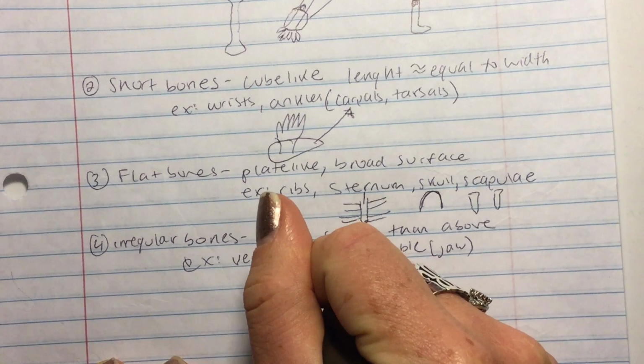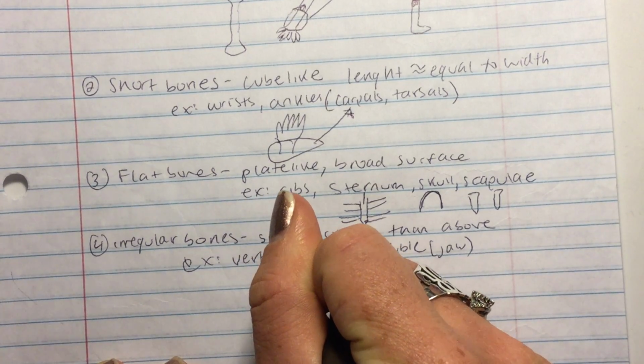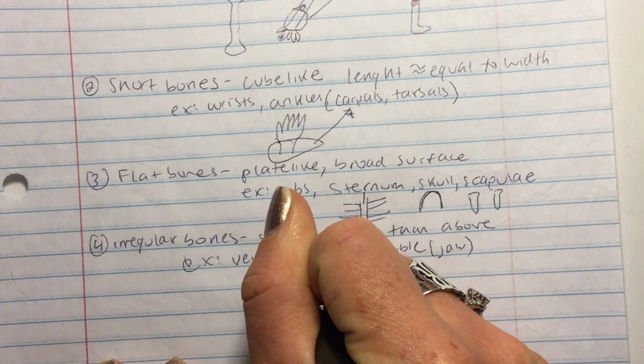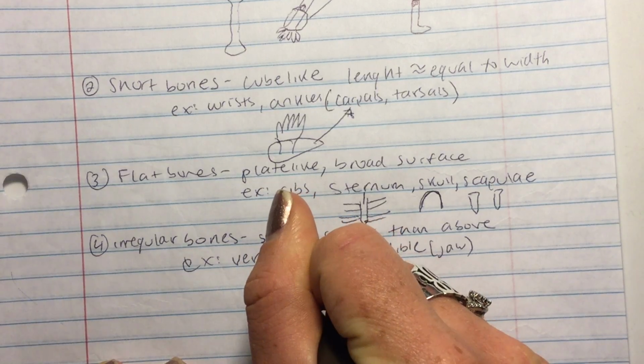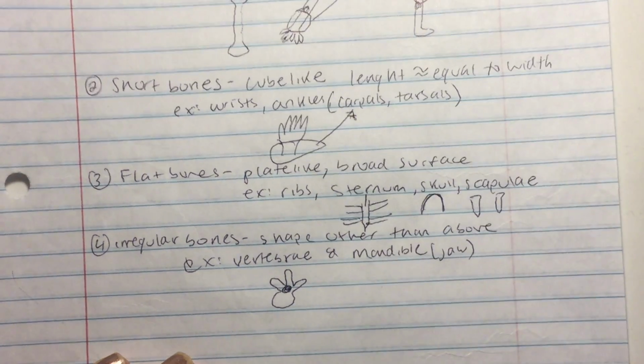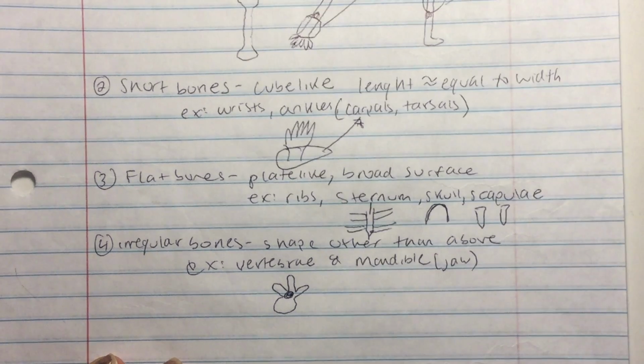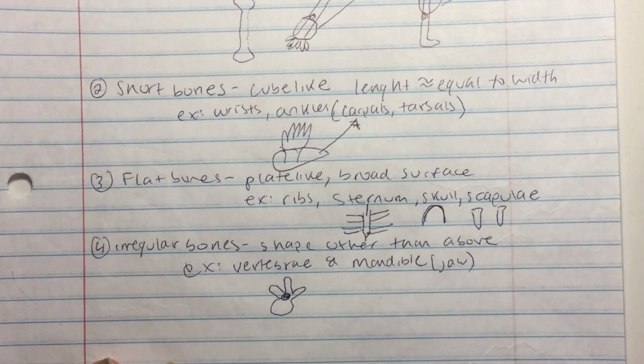So I'm just going to draw a vertebrae as an example. It has these processes, 3 of them that stick out like that, and a hole for the spinal cord right up near them. Very irregular shape there.